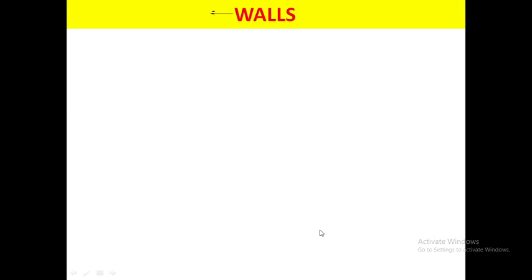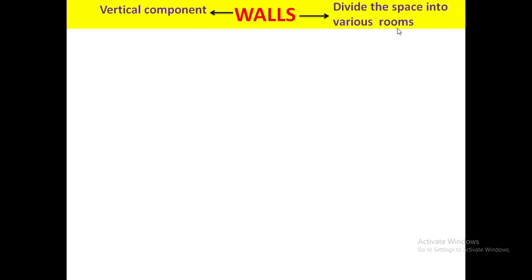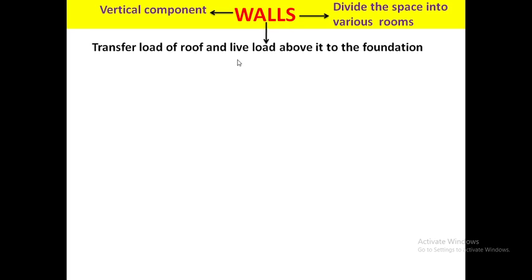Then walls. These are vertical components constructed to divide the space into various rooms. Walls transfer the load of the roof and live load above them to the foundation. These are constructed with various types of material ranging from blocks, bricks, concrete and stones.